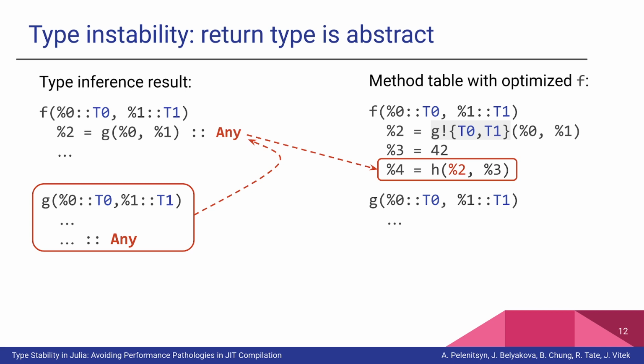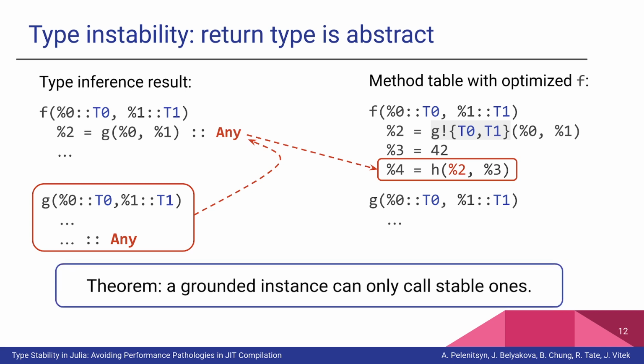Just like with sum in the introduction, which when called with vector int and a float, was inferred to return a union. We prove that a grounded instance can only call stable ones. This establishes a relationship between the two properties. Note that it's not sufficient to call stable instances to be grounded, but only necessary. The reason is, you can use a conditional to break your own groundedness. That's exactly what SUMFunction did.